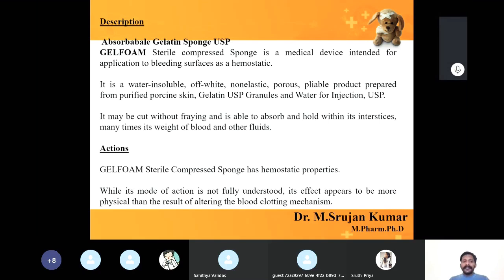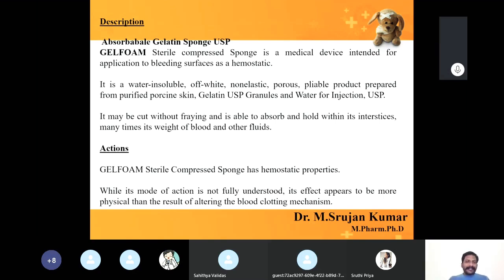Okay, this is about your gel foam. Gel foam is nothing but an absorbable gelatin sponge. It is also called a sterile compression sponge. It is a medical device intended for application to bleeding surfaces as a hemostatic agent, used in the treatment of hemostasis. Hemostasis is nothing but overbleeding from the wound, a situation where there is more blood loss from the body. In that condition, you can apply this gel foam onto the affected area.